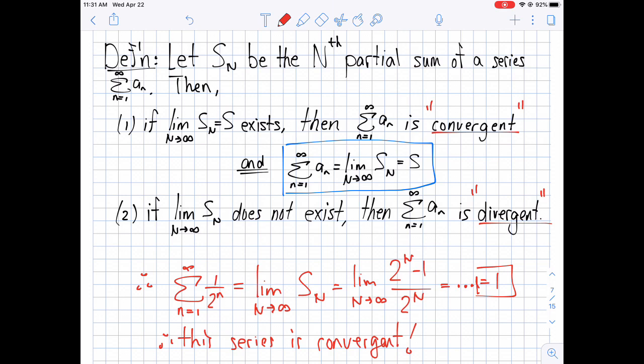Okay, and now what we're going to do in the next section is take a look at some specific special types of series. We're going to be looking at telescoping series, geometric series, and finally p-series. And for each one of them, we're going to be asking the same question. Does the series converge or does the series diverge? And very much we're going to be looking at these partial sums and asking ourselves if the limit of those partial sums exists or not.